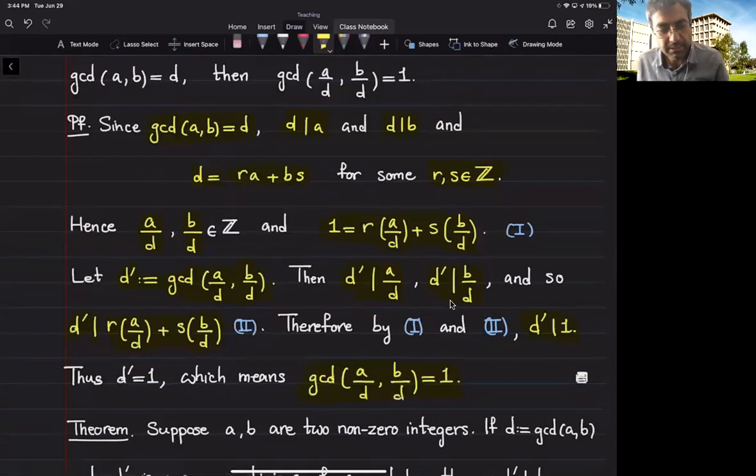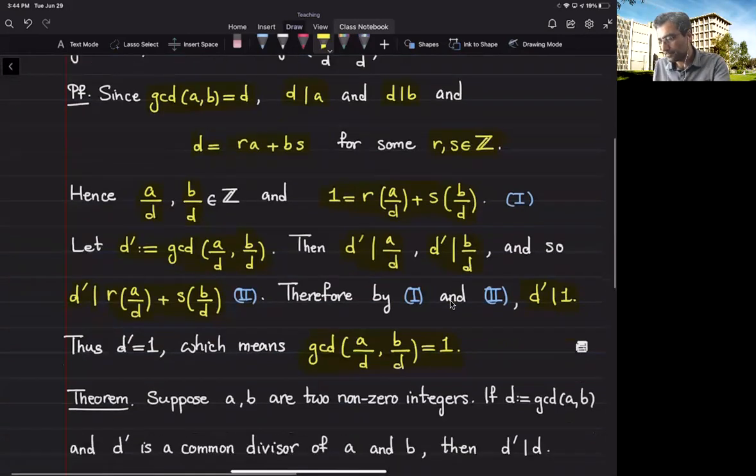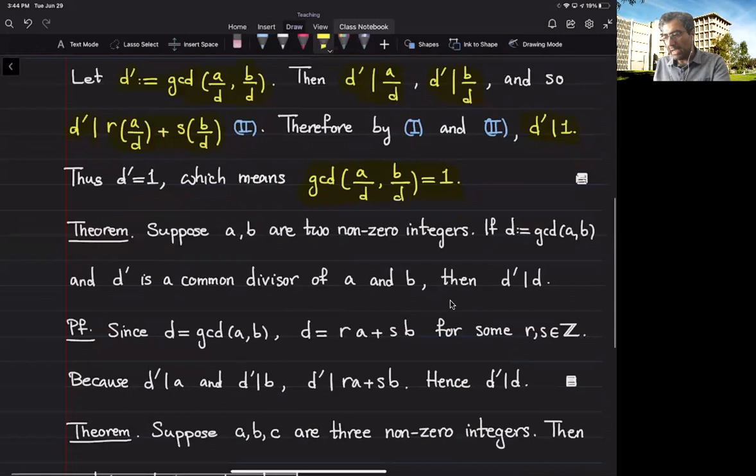So if GCD of A and B is D, then GCD of A over D and B over D is 1. They are coprime. Now we want to say that this greatest common divisor can be interpreted in terms of divisibility as well. Meaning, if D is the greatest common divisor of A and B, then every other common divisor of A and B divides D.